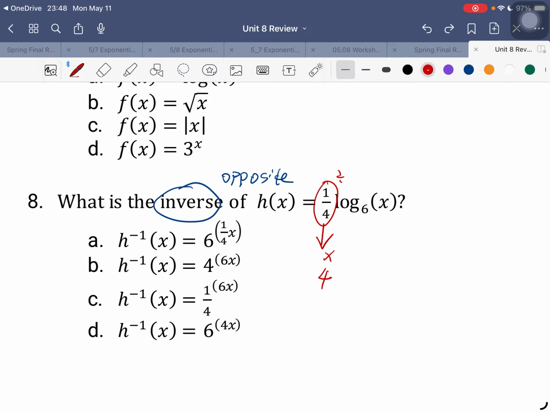And then what's the opposite of logarithm of 6? Remember, log and exponential can always convert back and forth. So this will be 6 to the power of x. Alright, so which answer choice has 4 and 6 to the power of x?